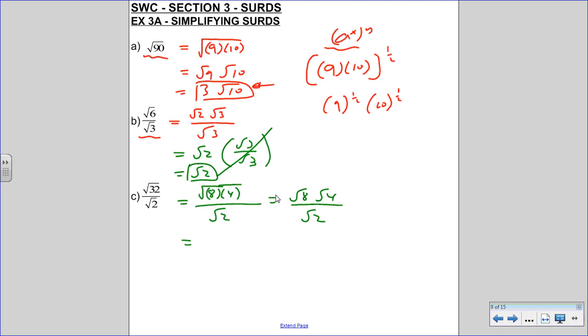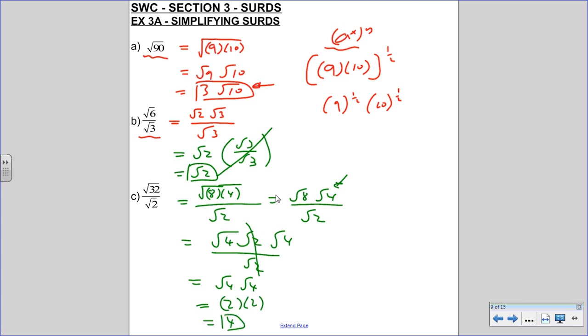So root 8 is the same as square root of 4 times square root of 2, yeah? And we've still got our square root of 4 here as well. So can you see straight away, once you've got that common factor, that root 2 over root 2 cancels. So root 4 times root 4, that's the same as 2 times 2, which is 4, okay? You could have looked at this, root 32 is the same as root 2 times root 16 over root 2. And again, the root 2 cancels and root 16 is 4, okay?